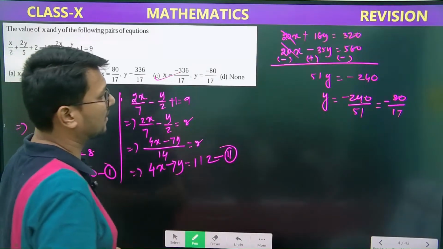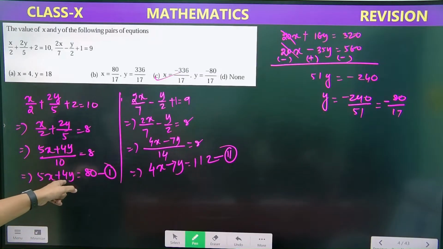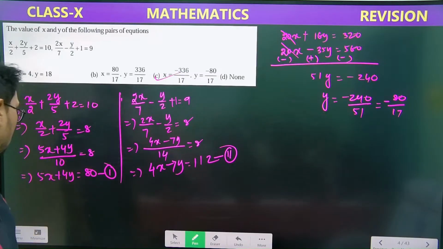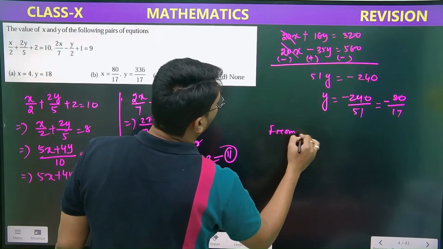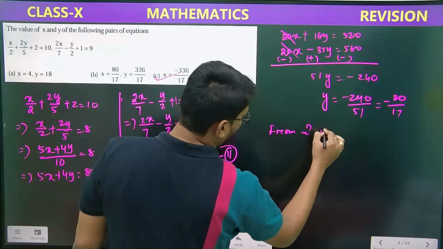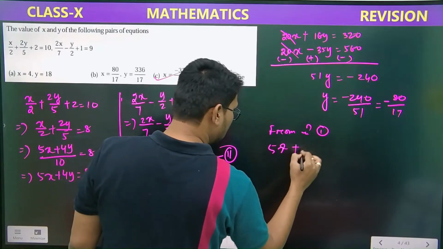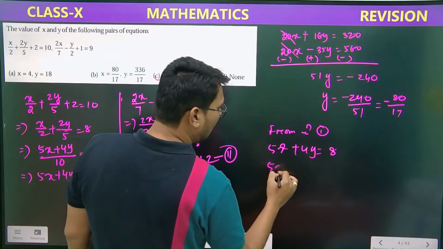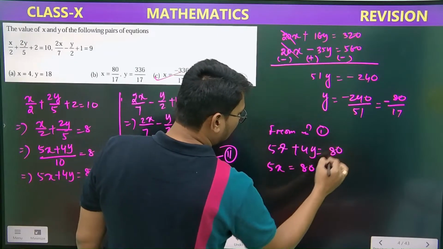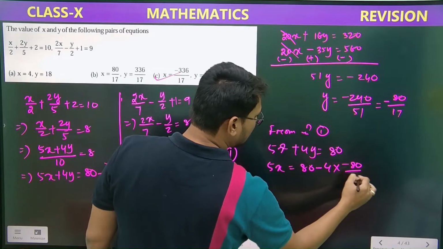Let us check. How can we check? From where we'll check? Put it in equation 1. From equation 1, check: 5x plus 4y equals to 80. Hence 5x equals to 80 minus 4 into y. Y means minus 80 by 17.